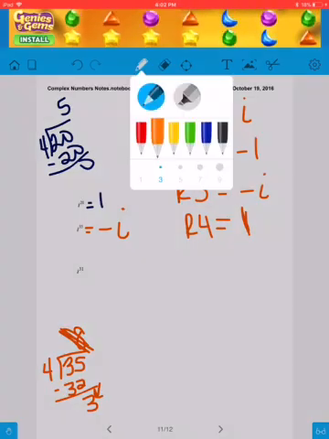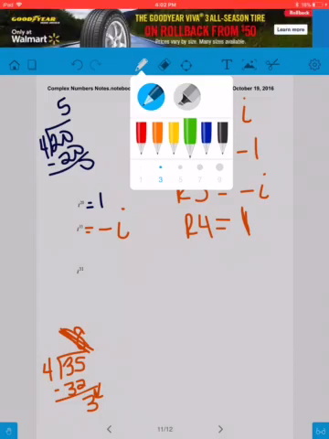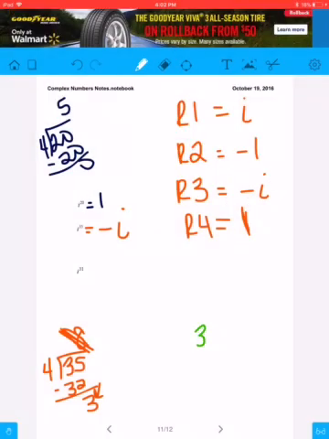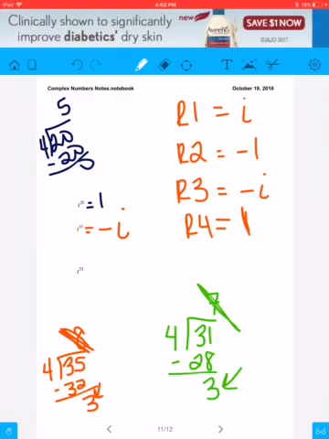And my last example here, i to the 31st power, I'm going to do 31 divided by 4. So 4 goes into 31 7 times. 7 times 4 is 28, and I subtract, and I get 3. I don't care about the 7. All I care about is this 3. A remainder of 3 tells me that i to the 31st power is equal to negative i.